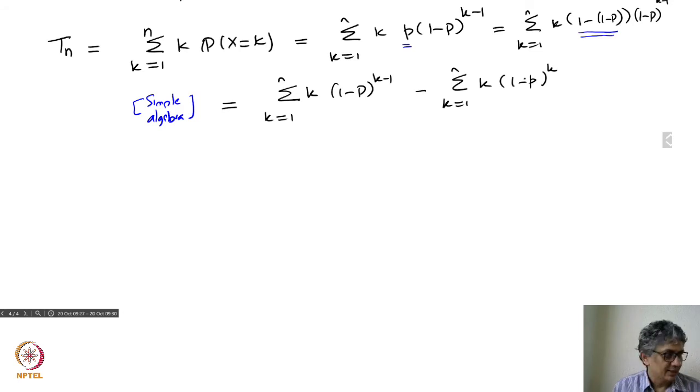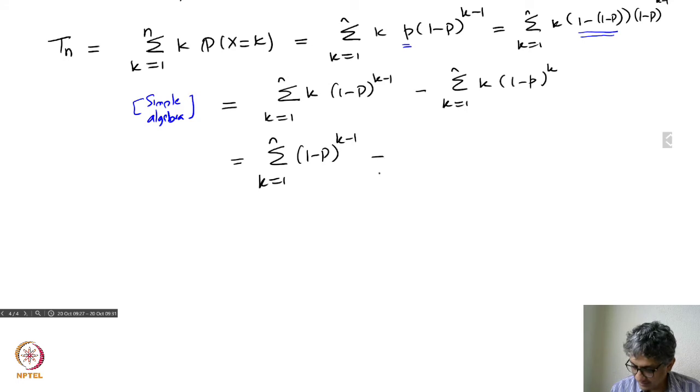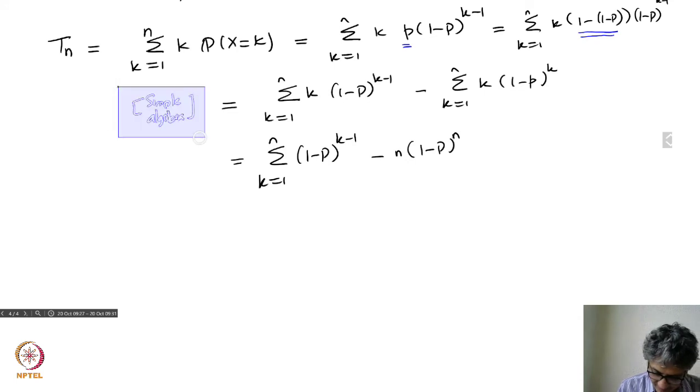Now what happens to this guy? If you notice, it kind of alternates, right? This is k times 1 minus p to the k minus 1, and then k times 1 minus p to the k. So all you'll be left with is the sum from k equal to 1 to n of 1 minus p to the power k minus 1 as the only one left. And then the last term here will be left alone. So it's n times 1 minus p to the power n. That's what you get here. So maybe I should move this simple algebra step to this particular place.